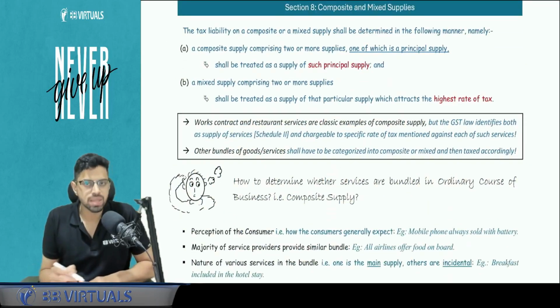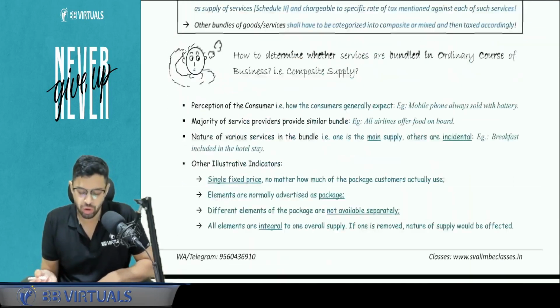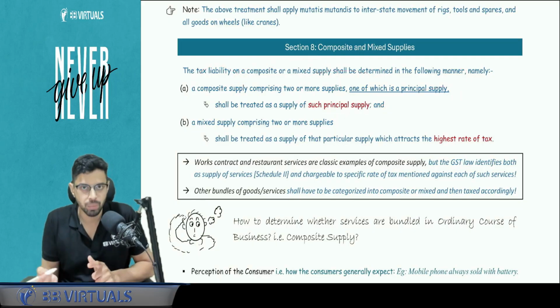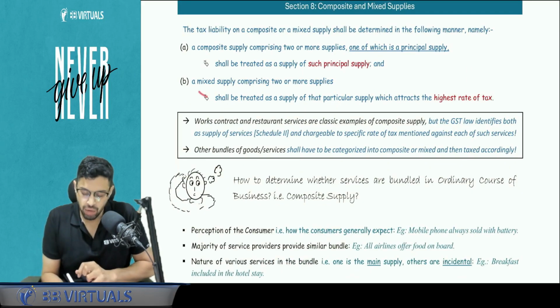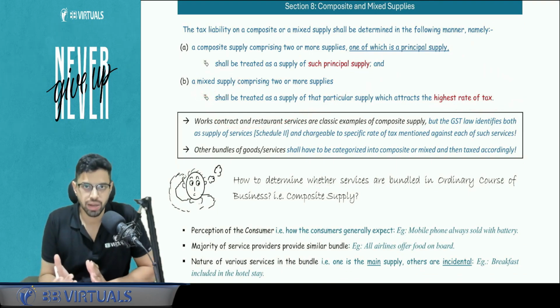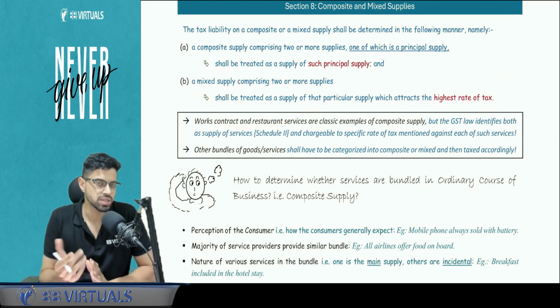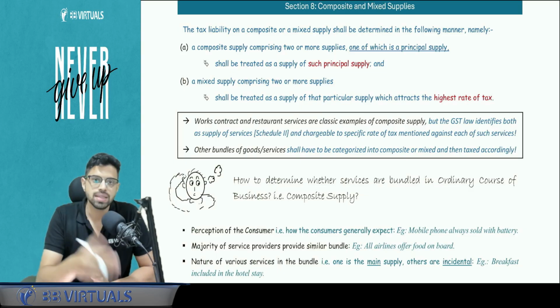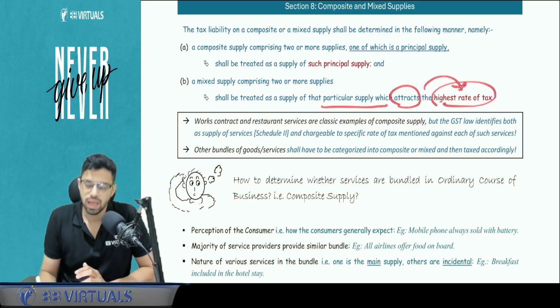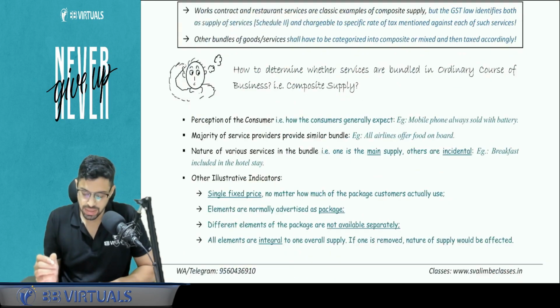Now, composite and mixed supply we have already covered, and the taxation aspect we have already covered. A composite supply shall be treated as the principal supply, so whatever the tax rate of the principal supply, the predominant element, that will be taxable. And for a mixed supply, you will pick the highest tax rate: whatever element has the highest tax rate, the entire supply shall be considered as a supply of that particular item which is highest taxed. I hope this is clear.